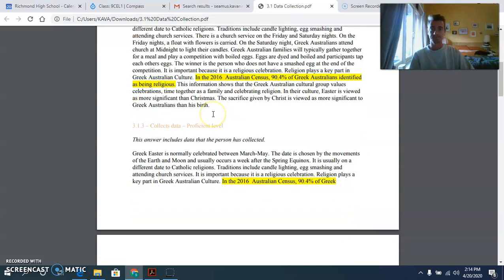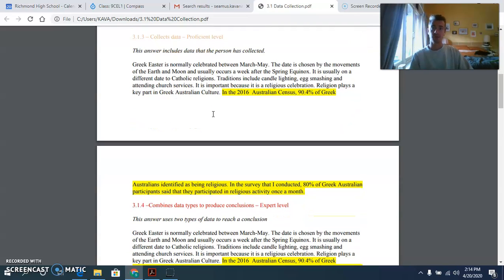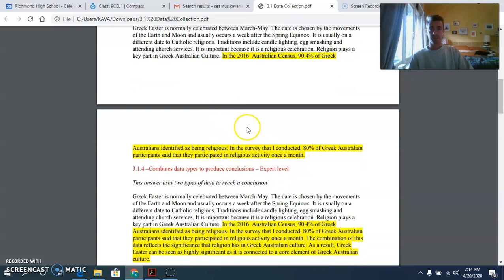The next step, at the proficient level, 3.1.3, you are collecting data. So the answer includes data that you yourself have collected. So in this example here, Ms Lytas says, in the survey that I conducted, 80% of Greek Australian participants said they participated in a religious activity once a month. So that's a hypothetical collection of data there that Ms Lytas has done.